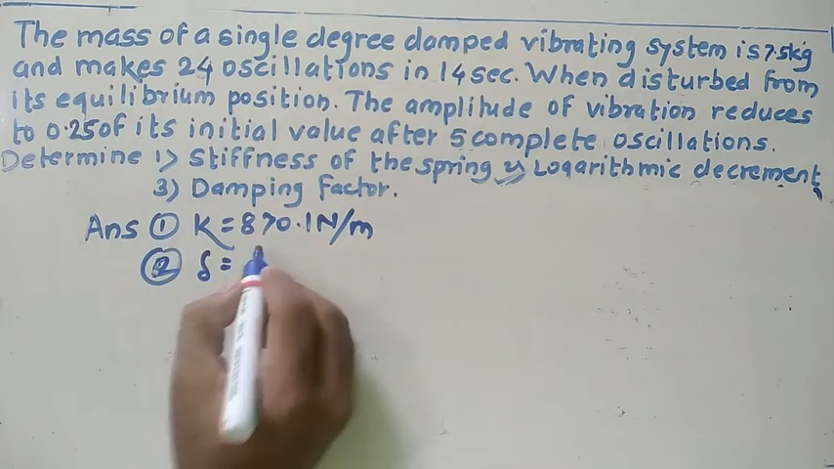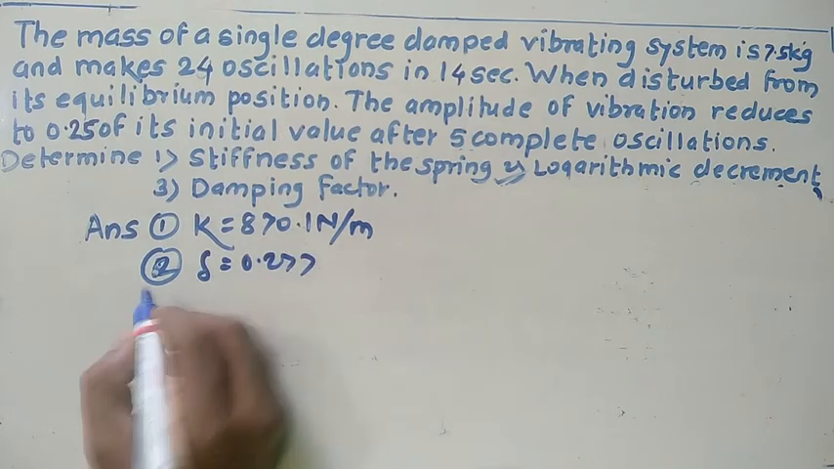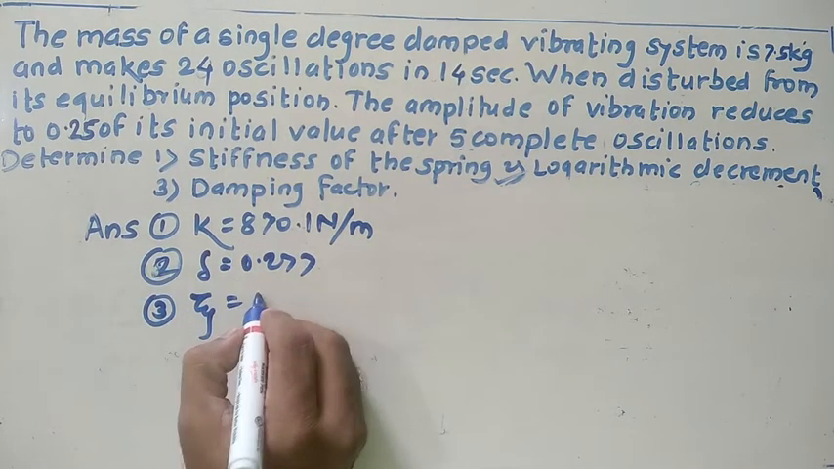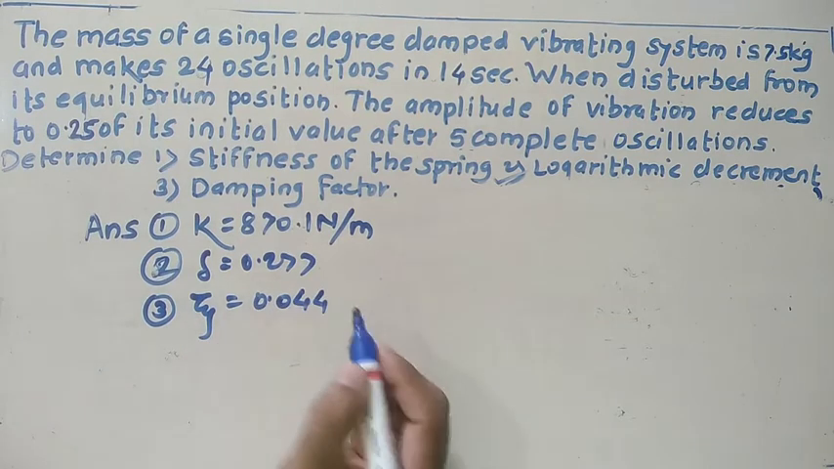Delta equals 0.227. Third point, zeta equals 0.044.